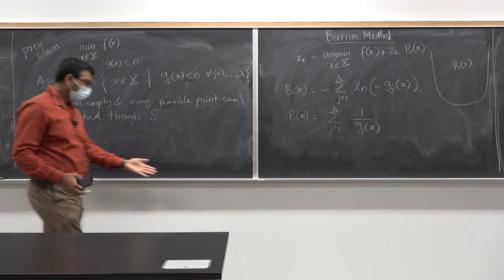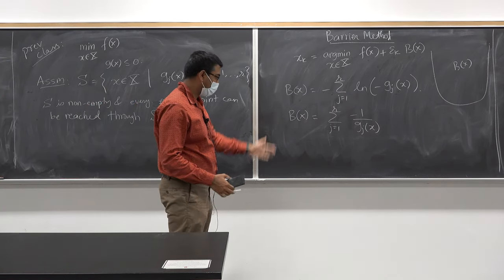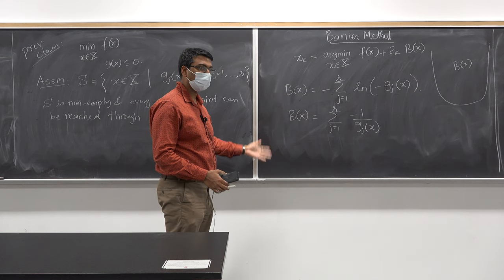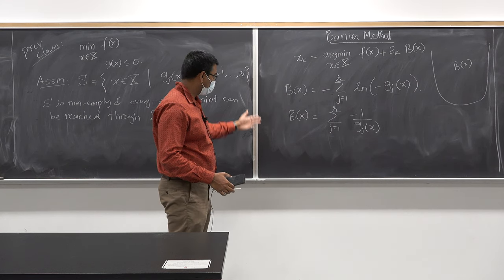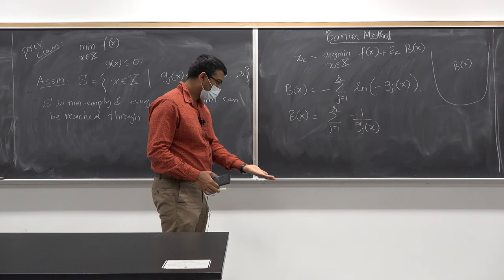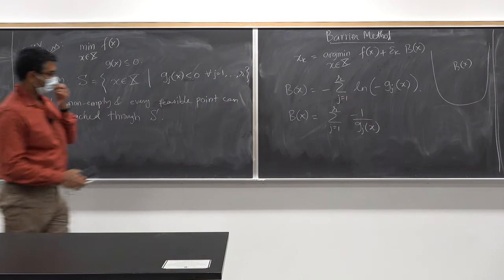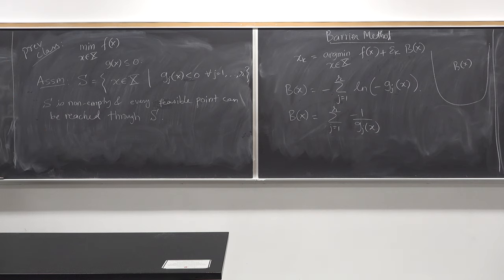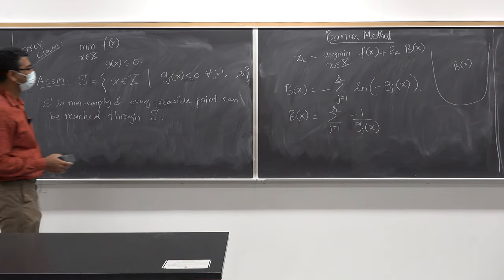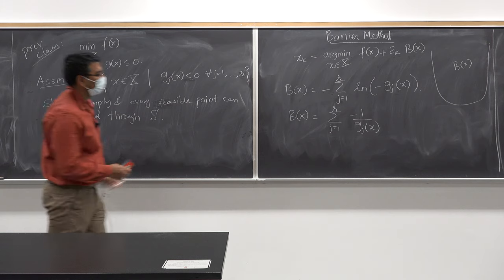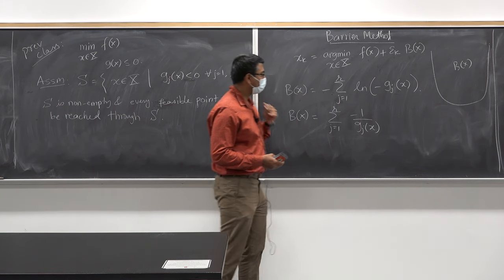Now, this is not a smooth barrier. This is like a discontinuous barrier, so I can't do gradient descent with this. But if you imagine this class was like this, I could actually do gradient descent. It would be a funny classroom to teach in. But so that's the barrier function.